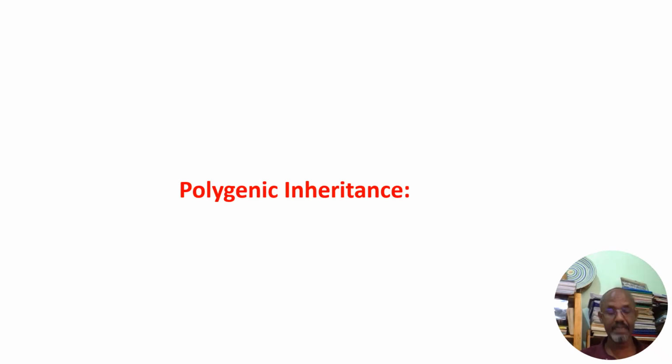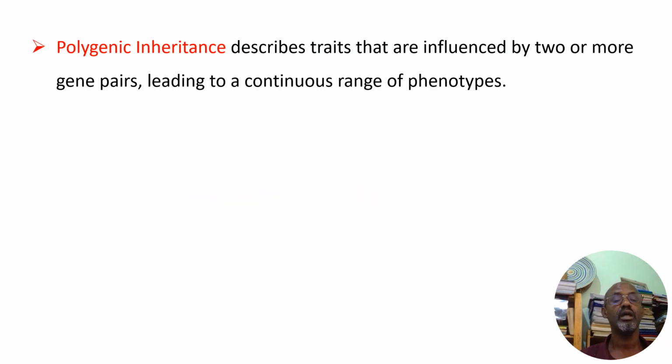The other aspect of NeoMendelian genetics is polygenic inheritance, of course. Polygenic inheritance describes traits that are influenced by two or more gene pairs, leading to a continuous range of phenotypes. This is a result of continuous variation, of course. You see, many genes are working on one character, and these many genes are located on the same chromosome or different chromosomes. And polygenic inheritance is not seen in Gregor Mendel's experiment. All Mendelian genes are monogenic, one gene controlling one character.